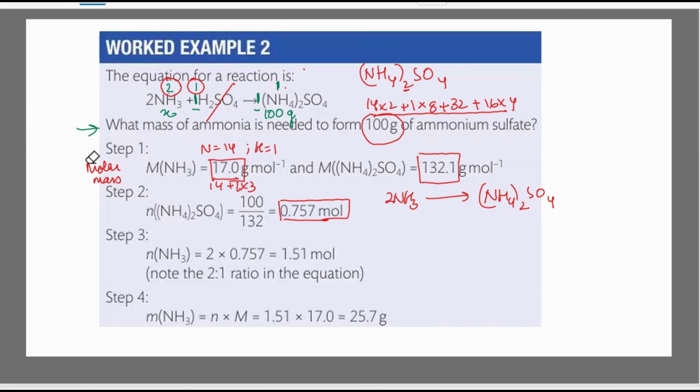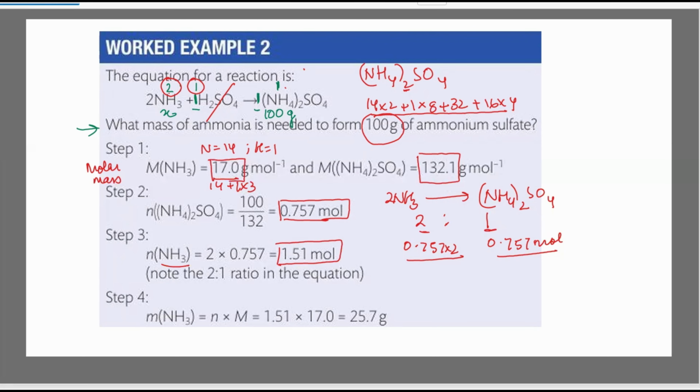Looking at the balanced equation, we know that there's a ratio of 2 to 1. So if we have 0.757 moles of ammonium sulfate, then how many moles will I need? 0.757 times 2, because it's twice the ammonia you are taking. Because the ratio is 2 to 1, whatever the moles of ammonium sulfate, double the moles of ammonia will be. So on multiplying with 2, you get these many moles of ammonia.